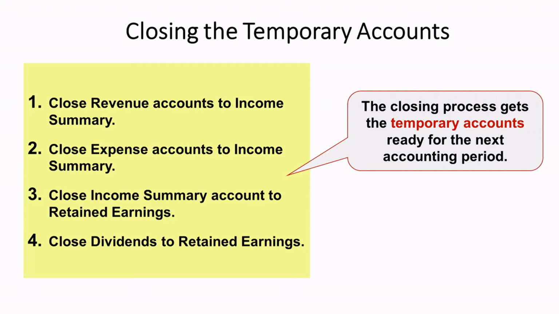The fourth and final step is to close dividends to retained earnings. Net income is added to retained earnings and dividend is subtracted from retained earnings. This updates retained earnings.